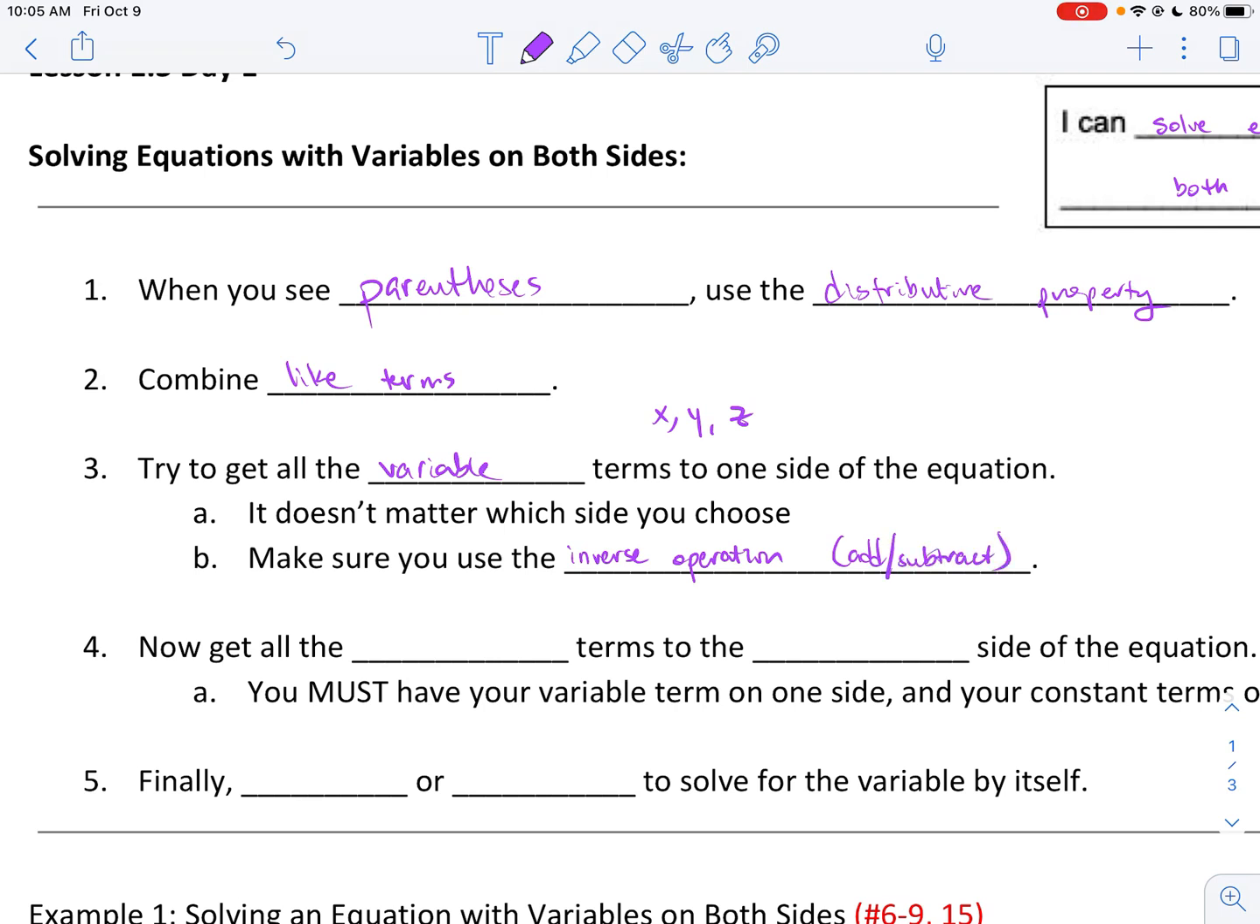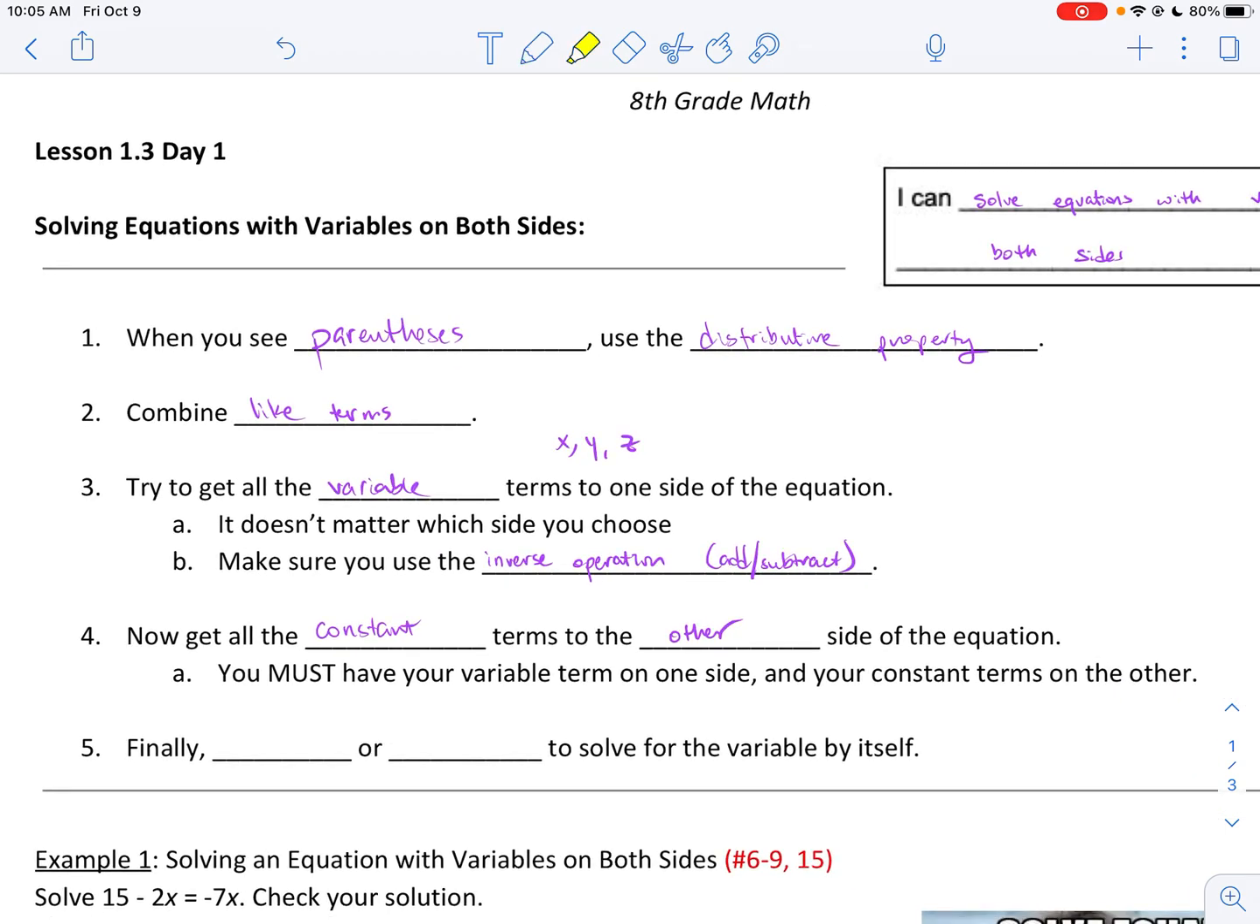Now, get all the constant terms. Right, constant terms are like the terms without your variable, to the other side. You must have your variable term on one side and your constant terms on the other. Okay, and then finally you can multiply or divide to solve for the variable by itself.